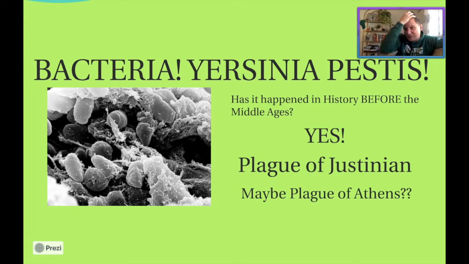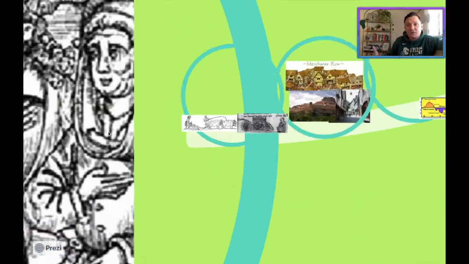Now, we also think we might have seen this bacteria pop up before in Athens. However, most historians believe that the plague of Athens, the one that killed Pericles, you remember Pericles, right? The guy who created those Odeons. The plague of Athens was probably just a flu. But some historians believe that it could have been an outbreak of Yersinia pestis, right?